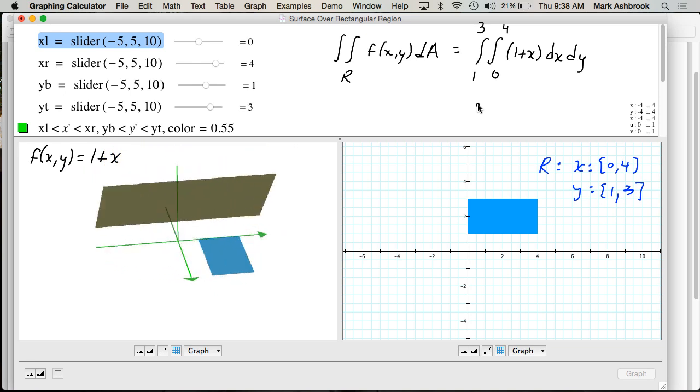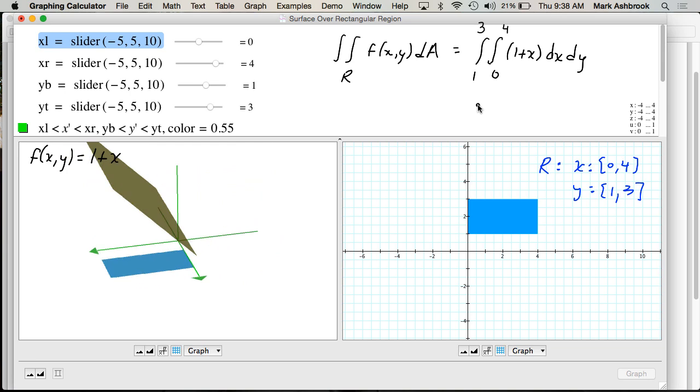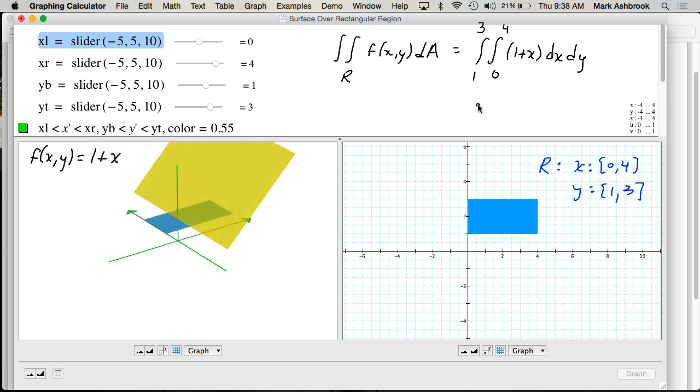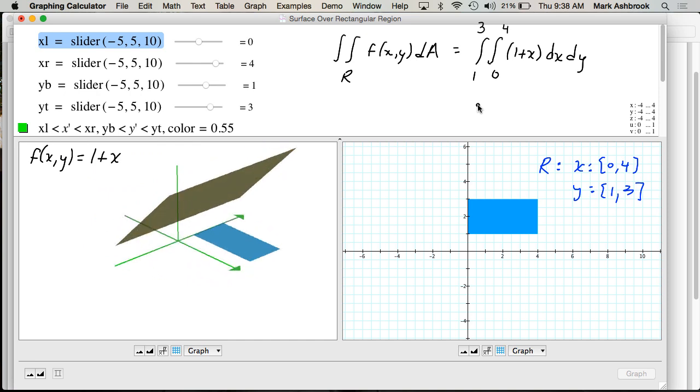Okay, what do we think? So, what is the interpretation of this double integral if we're talking in the context of accumulation and rate of change? Kyle, you want to try?